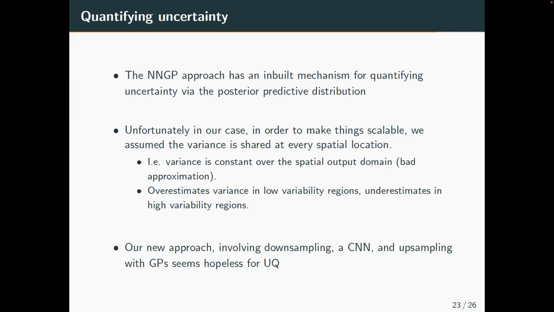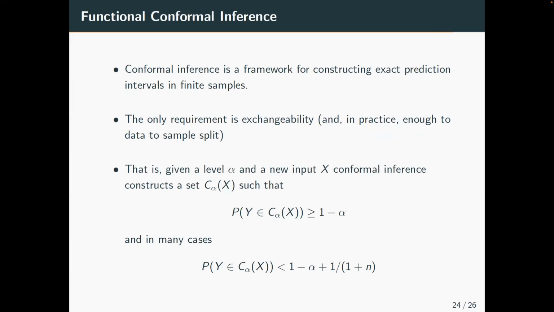Now our new approach here. It was bad enough with the GP model, and now our new approach is going to do downsampling and feed it through a CNN. So this seems pretty hopeless for UQ. And it is fairly hopeless for UQ. So when things are hopeless, we give up and try something else, right? So in this case, we're going to use a completely different technique.